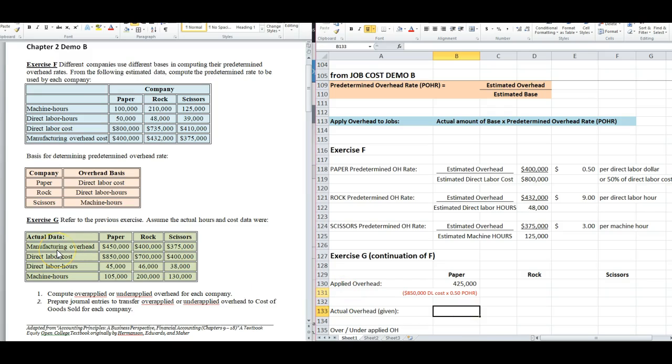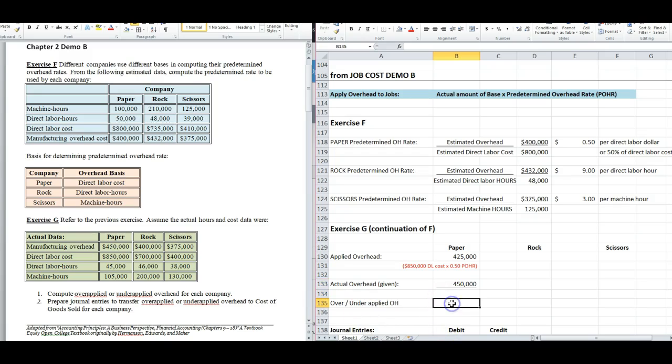In the problem, also in the green data, they've given us the actual overhead for paper. Actual overhead is $450,000, which means we have a difference, right? My applied is $425,000, and my actual is $450,000. So I have a $25,000 difference. The question is, is it over or under applied? If applied is less than actual, it is under applied. If applied is greater than actual, we say it's over applied.